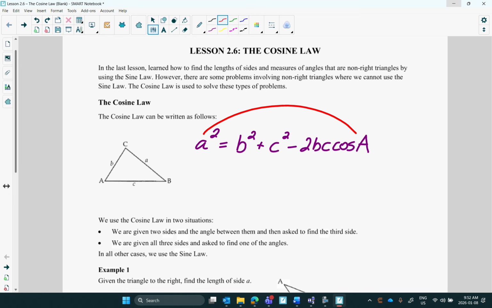So if we're trying to find little a, that means we're going to use cosine of capital A, the angle opposite of A. If we were trying to find little b, then we would put capital B here. And so on. Little c, we put capital C here. You don't have to worry about putting this on a reference sheet because you will always be given this.